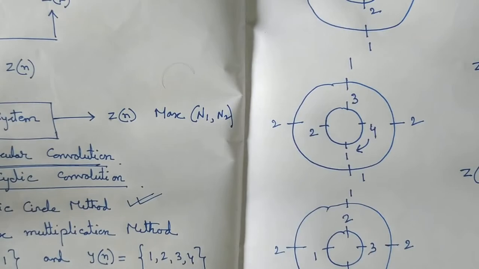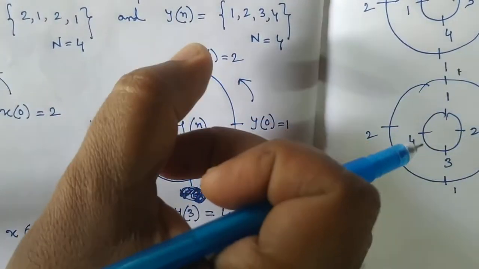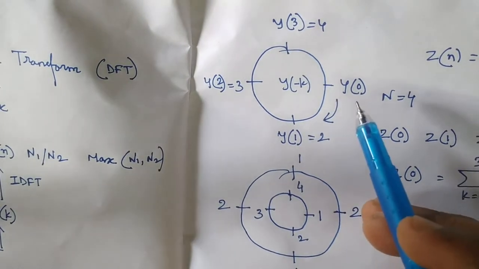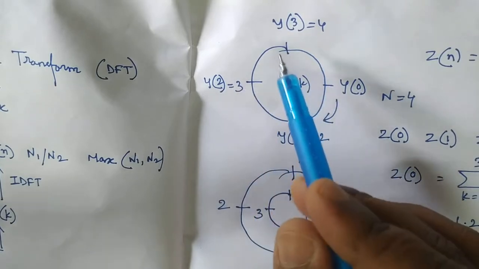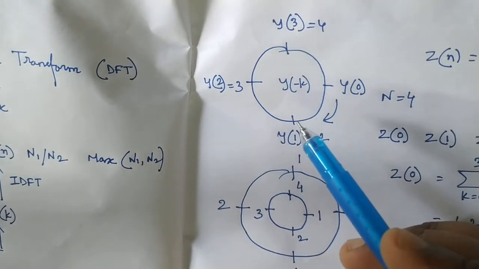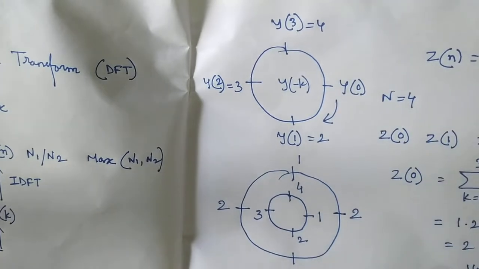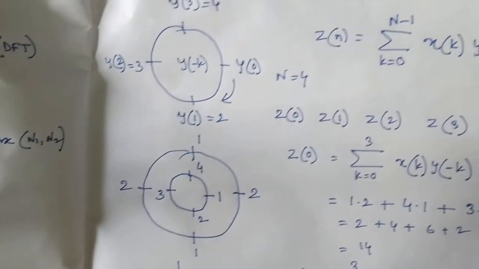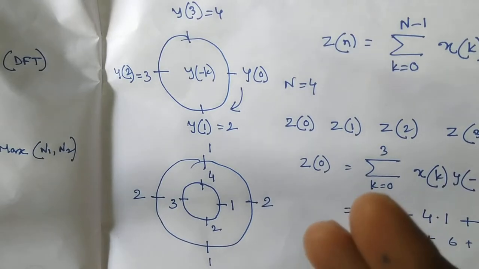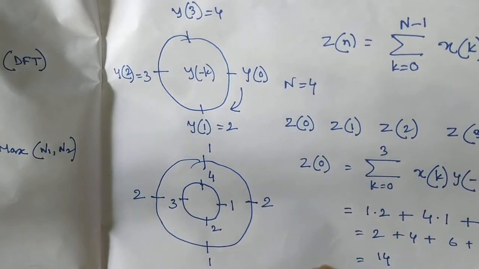Now we require y of minus k. This is yk, and we are just flipping it like this, just a flip. So it becomes y of minus k. When I flip it, the y0 and y3 positions remain as they are. Initially y3 was at the bottom and y1 was on top. These positions interchange, so now y3 is on top and y1 is at the bottom. And capital N is 4, we all know. As per the formula, the sequences xk and yk, or xn and yn, are of the same length, that is, capital N is 4. So obviously the output will also be a periodic sequence with period 4.